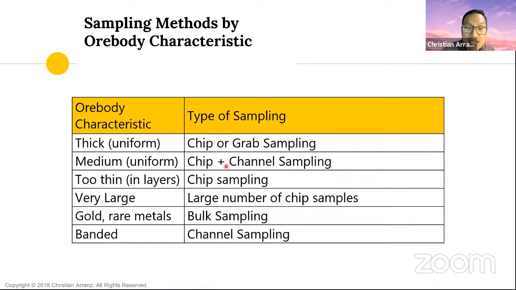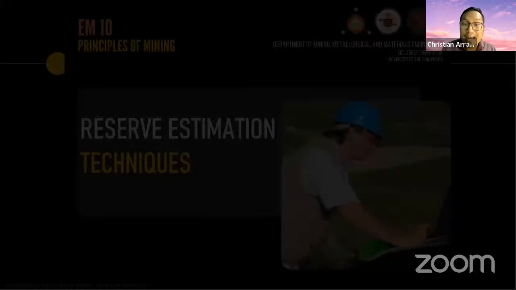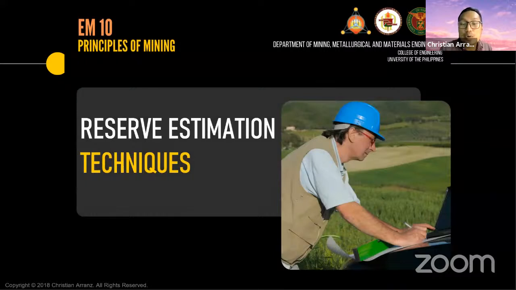Okay, so in this case, ayan, if you would see, may chip or grab or chip or channel kapag thick to medium, kapag very large number of chip samples, kapag gold or rare metals, bulk sampling, and then banded channel sampling. So you will see here just some. Okay? So do you have questions so far? Kasi kung wala na, we will now proceed to the next topic, which is called reserve and resource.